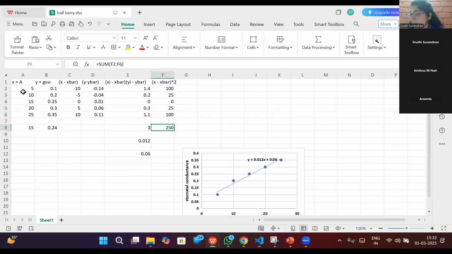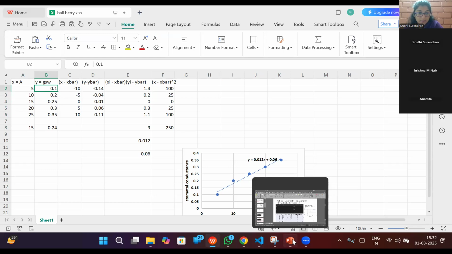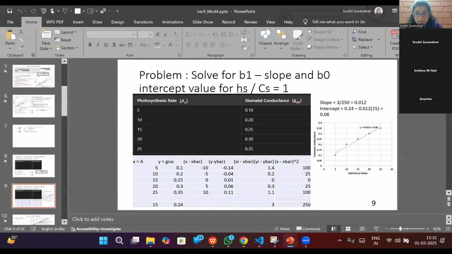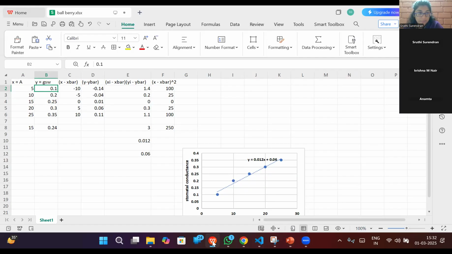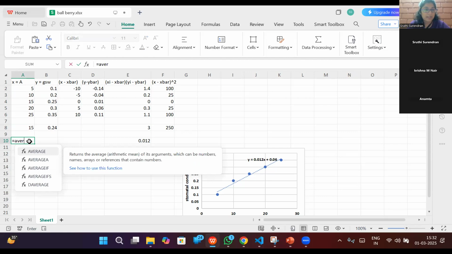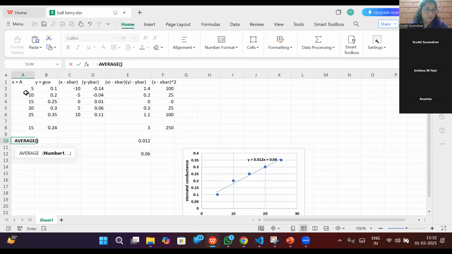If you see here, these are the x-axis points 5, 10, 15, 20, 25, and these are the y-axis points 0.1, 0.2, 0.25, 0.3, and 0.35. So first we'll find the average of this. We can either add all of these and divide by 5, or there is a formula where you type average and find the average of the cells. So you'll get 15 over here.